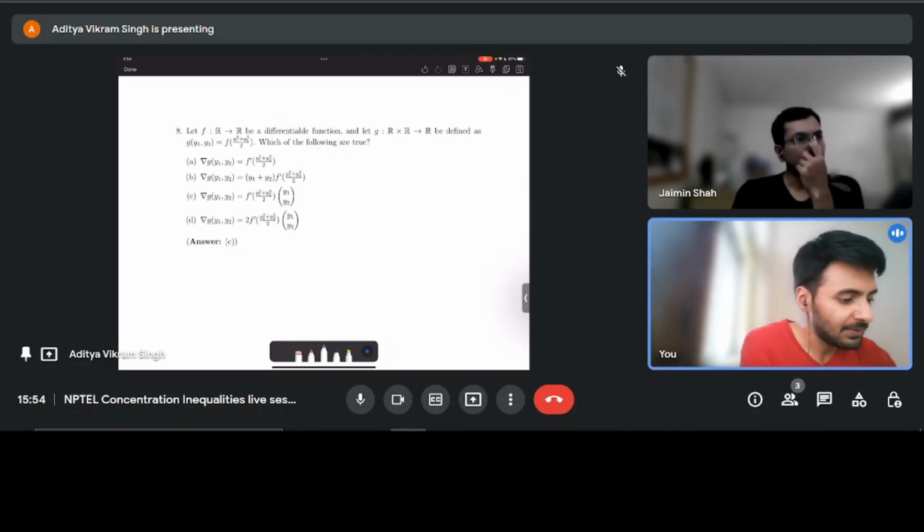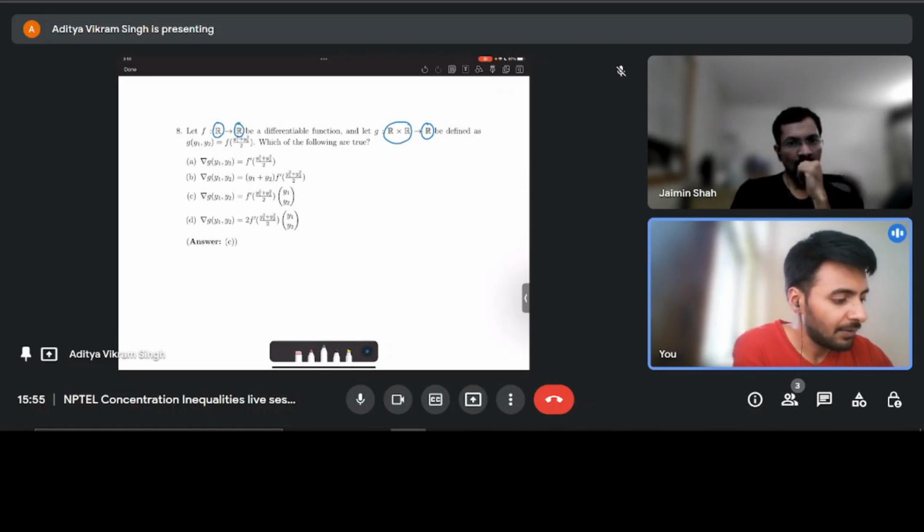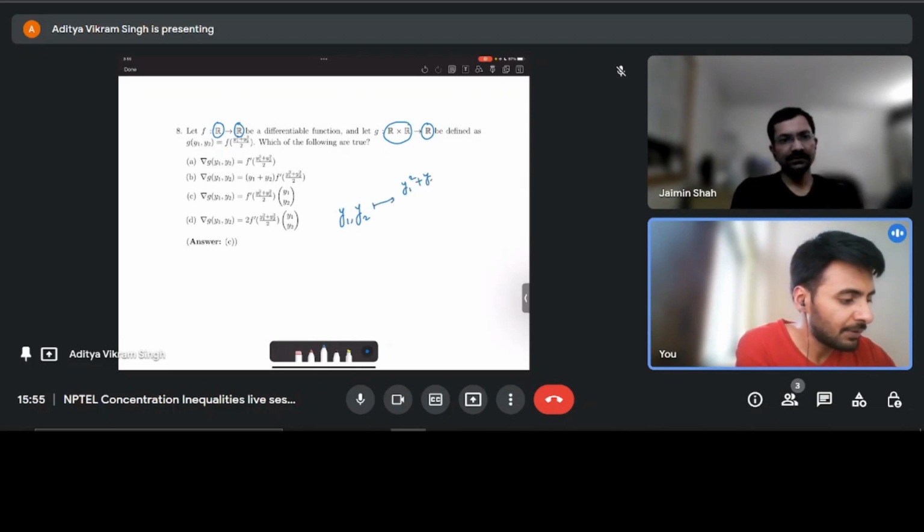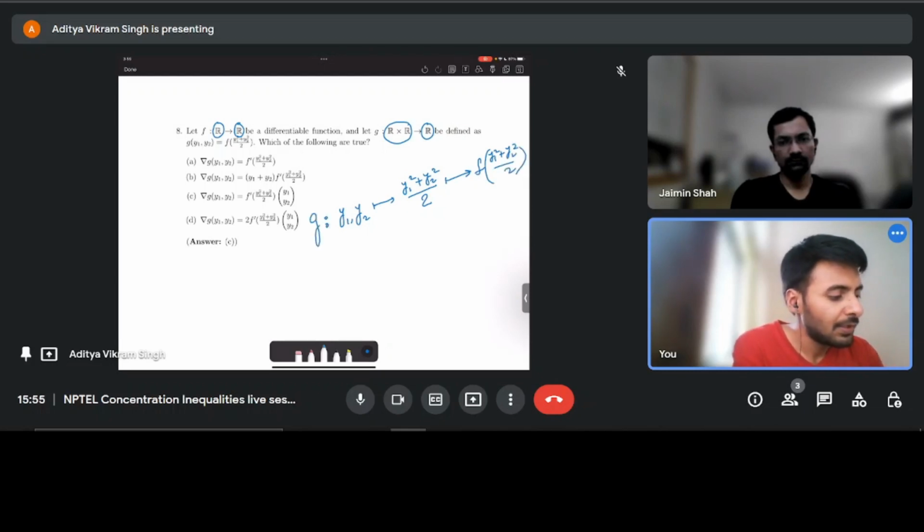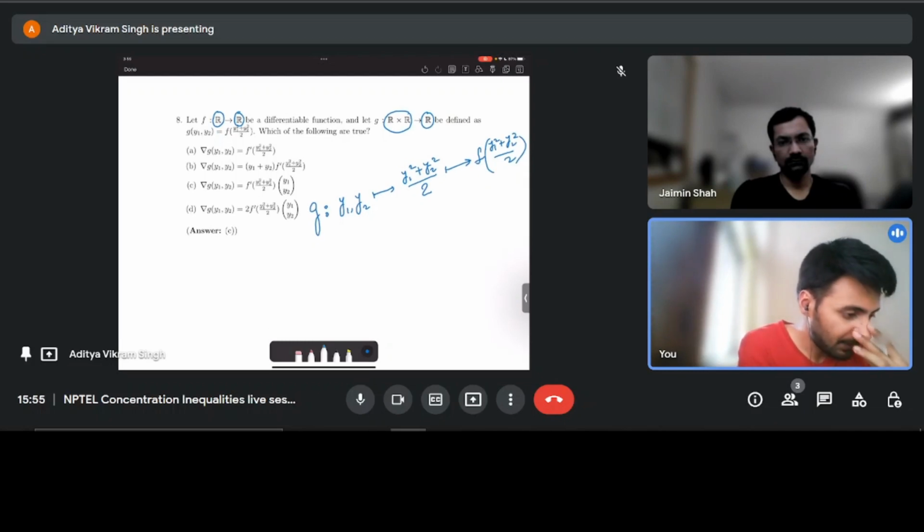This question is again a separate thing. You have a function f which takes one value and outputs one value, and a function g which takes two values and outputs one. And g is defined as follows: take y1 comma y2, two numbers. First compute (y1² + y2²)/2, and now you can feed this to f, because f takes one number. So g(y1, y2) = f((y1² + y2²)/2). Now the question is, you want to compute the gradient of this. So what would the gradient of g be?